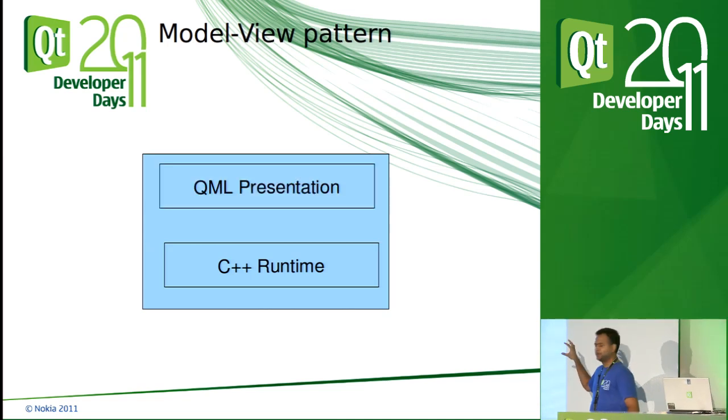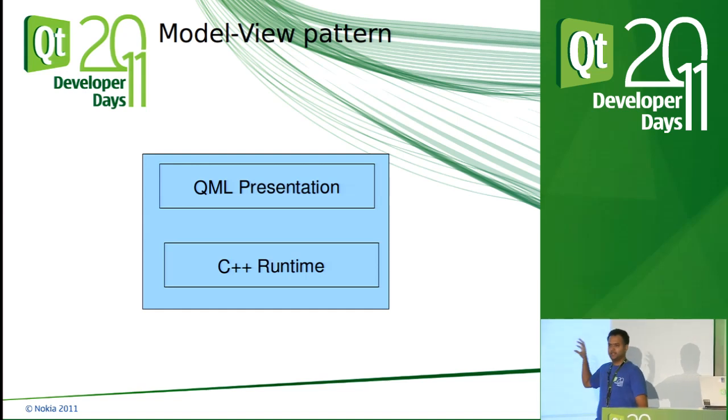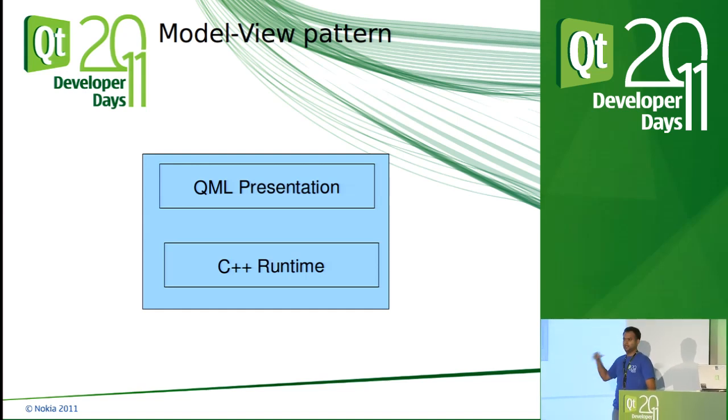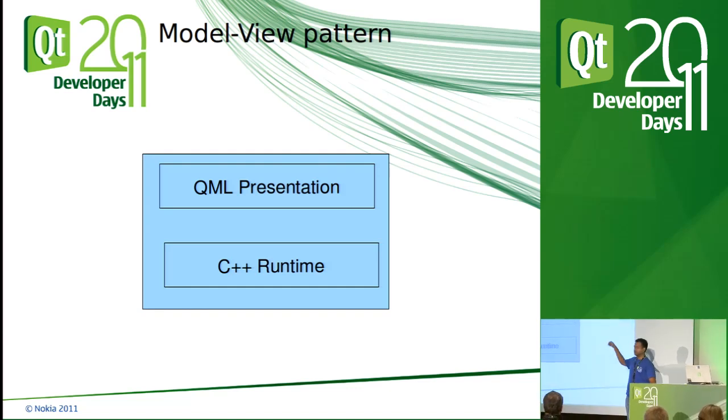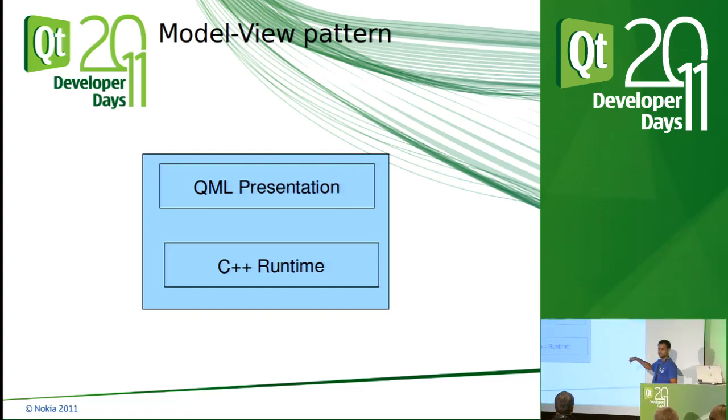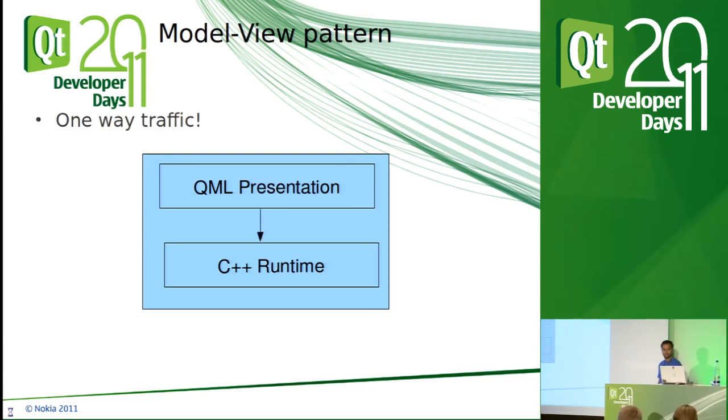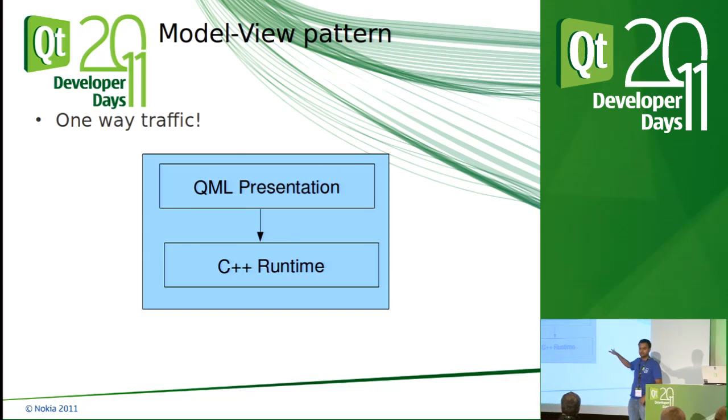The QML is a pure presentation layer. It just does UI stuff. It takes in user input, and it feeds whatever the action is inside the C++ runtime. The most important thing is the arrow. It's one-way traffic, right? The QML depends on the C++. The C++ does not depend on the QML.